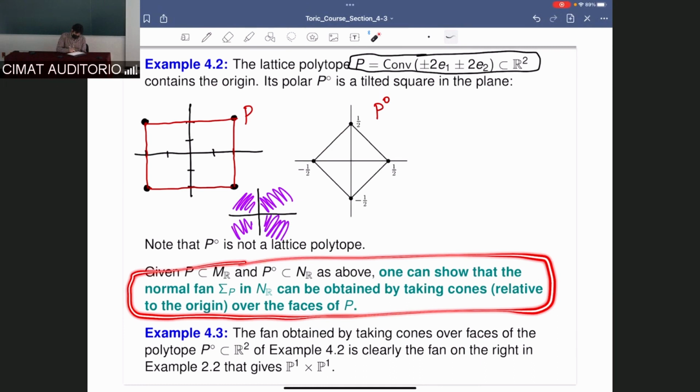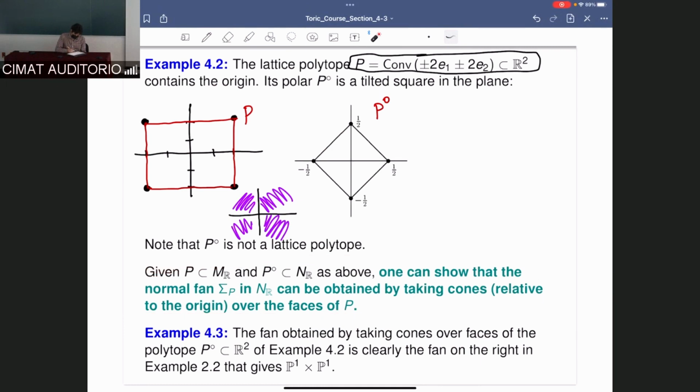This is one of the uses of that polar polytope. It is not a lattice polytope, but at least allows us to do the following. One can show that the normal fan that you get out of P, so the one that we have been talking about, you can obtain easily from this dual one, from the polar, by taking the cones over the faces. It clarifies here that this is relative to the origin. What do we mean over there? For example, let me paint this one in red. So you take the cone generated by that. So this is one of the cones.